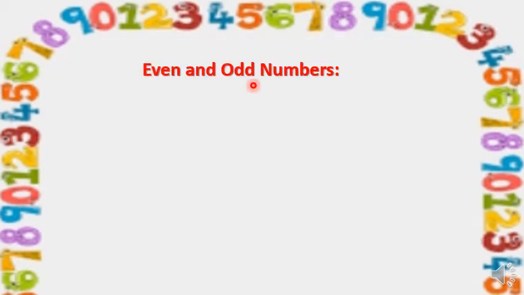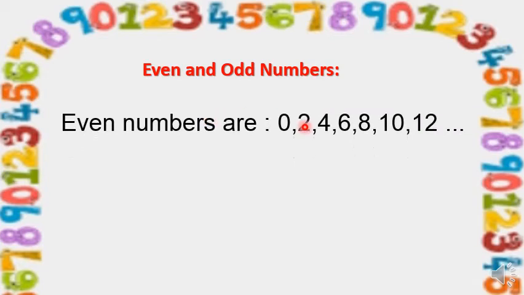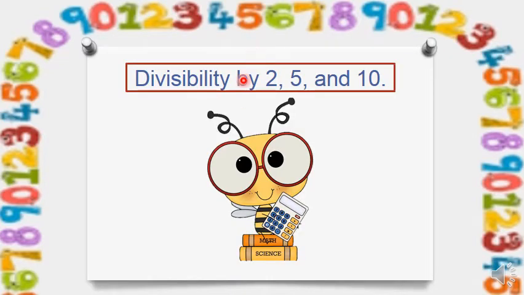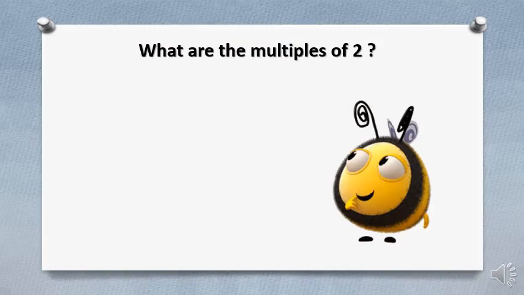Okay, even and odd numbers. These are two clue words. We need them in our lesson. Even numbers are 0, 2, 4, 6, 8, 10, and 12, while the odd numbers are 1, 3, 5, 7, 9, 11, and 13. Now I want to talk about divisibility by 2, 5, and 10. How can I know if a number is divisible by 2, by 5, and by 10? So please think.